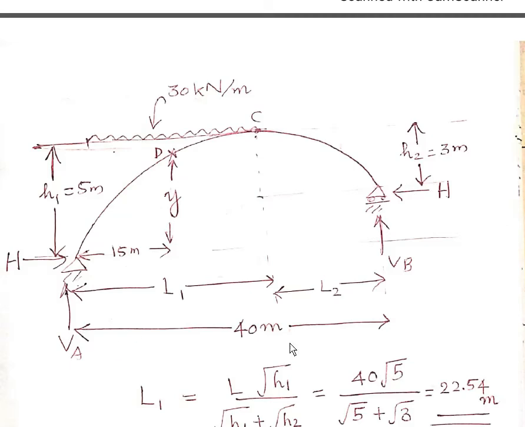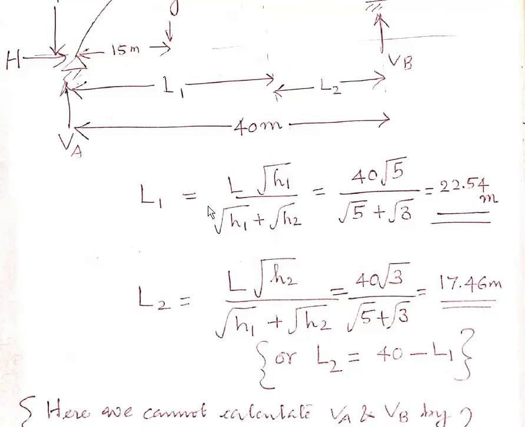And here the span is 40 meter. Capital L is 40 meter. And L1 is the horizontal distance between the springing point A and the crown. And L2 is the horizontal distance between the springing point B and the crown. So here first of all we have to calculate the values of L1 and L2. We have already derived these equations for L1 and L2 in the first video. So L1 is equal to L into root of H1 divided by root of H1 plus root of H2.